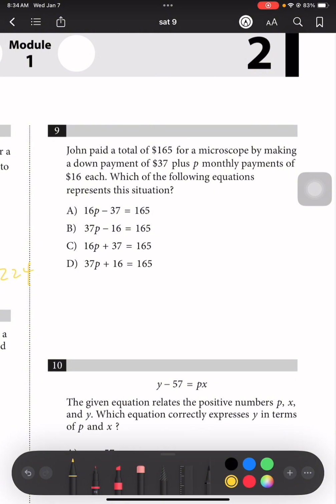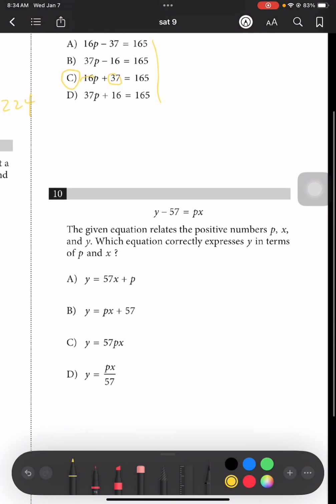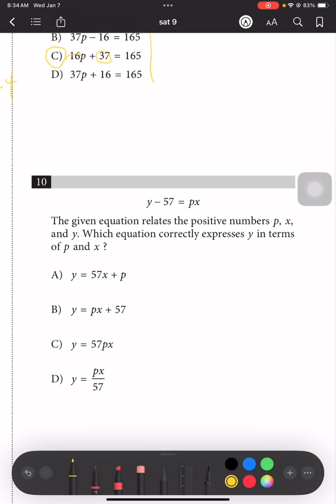John paid a total for a Microsoft purchase, making a down payment of 37 plus monthly payments of 16 each. Okay. Down payment 37. There's your 37 right there. Monthly payments of $16 each. Relate the deposit number P, X, and Y, which expresses Y in terms of P and X. Okay, so all this is Y. So just put 57 on that side, P is okay.